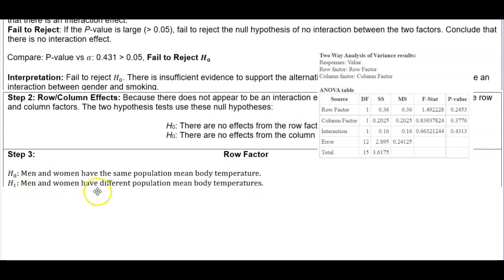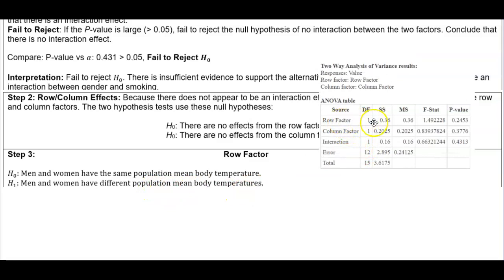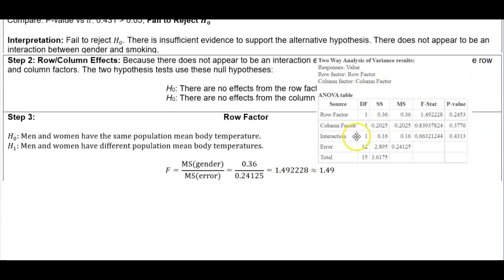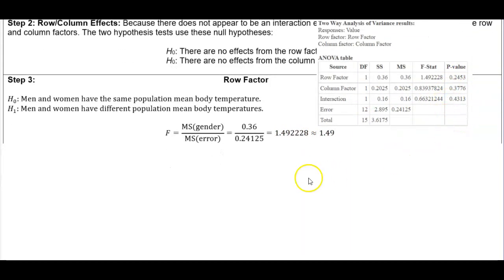So the null is that men and women have the same population mean body temperature. And the alternative is that men and women have different population mean body temperatures. So we're dealing with the row factor, which is gender. So we're looking at this value and the p-value and the test statistic there. So if we take a look at this, we can see that the mean square's gender value is 0.36, and we're dividing it by the mean square error of 0.24125, which gives us a test statistic of 1.492228, which is approximately 1.49. Now we're going to take a look at the p-value, which is 0.2453.